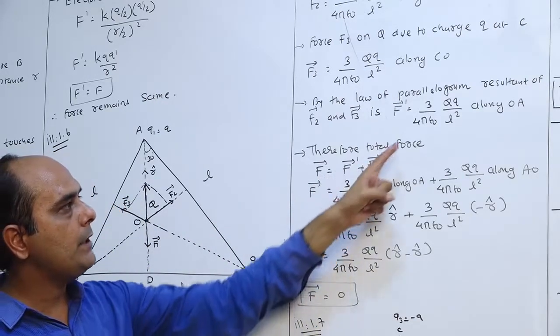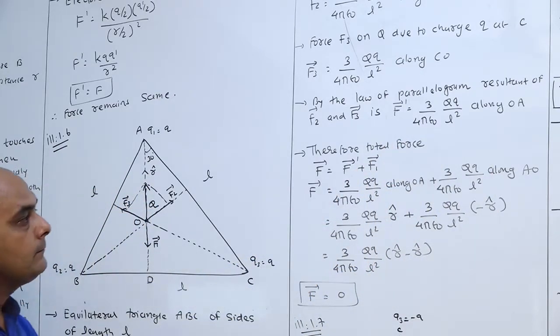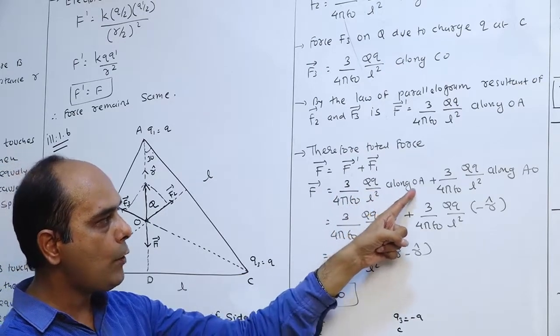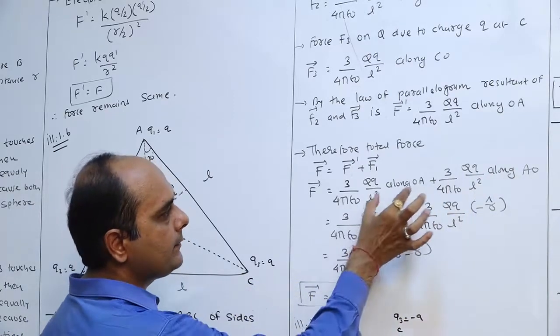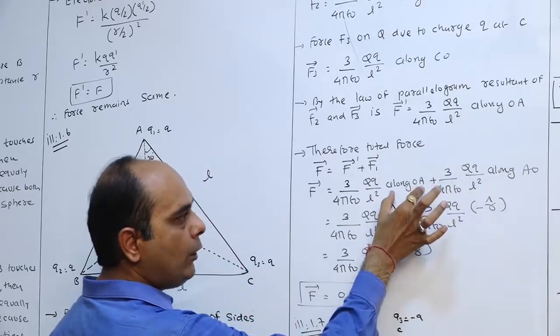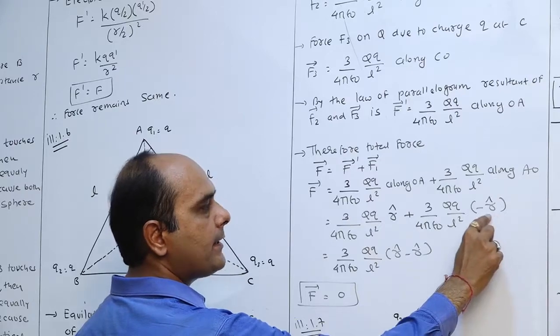F dash is equal to this one, F1 is equal to this one. It is 3 upon 4 pi epsilon 0 q by L square along OA. Same answer, it is along AO. What change takes place? This is acting along OA, and this is acting along AO. Along OA it is plus R cap, along AO it is minus R dash.